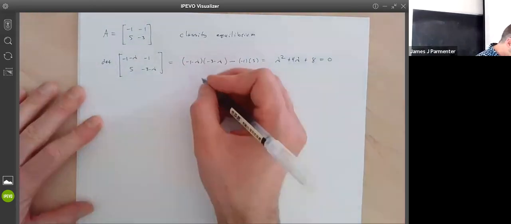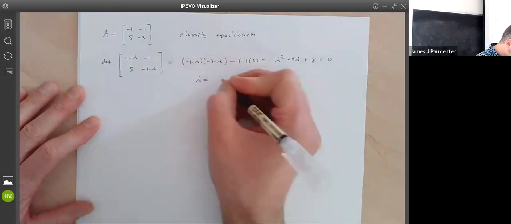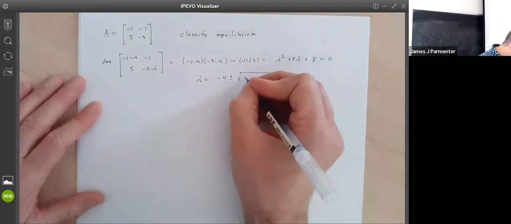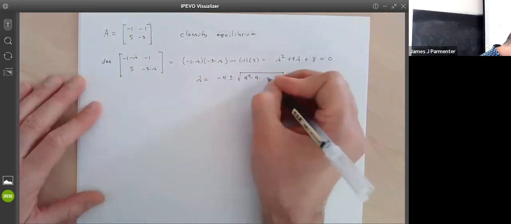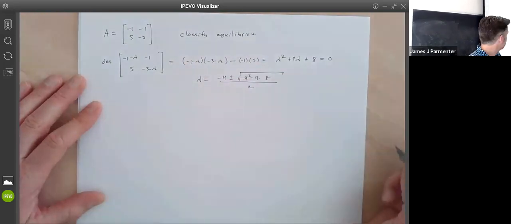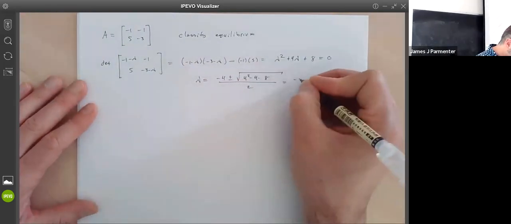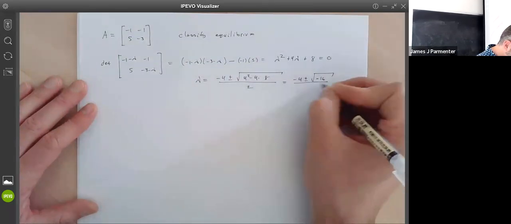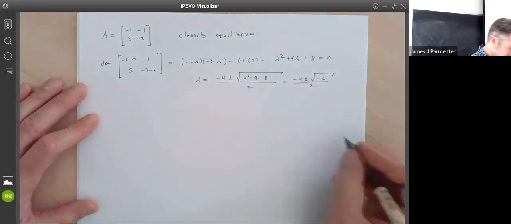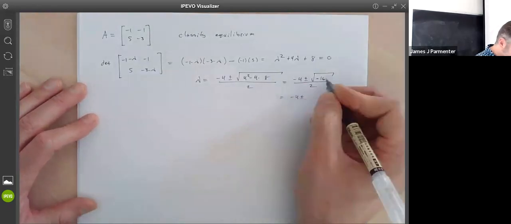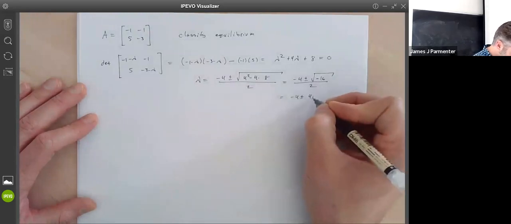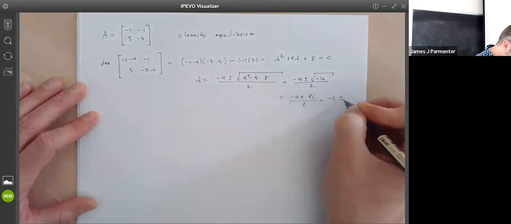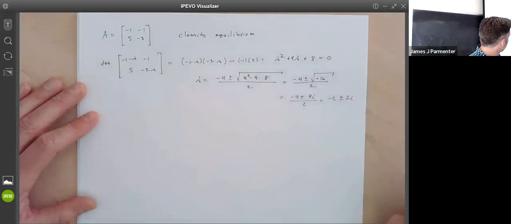If we start looking at our solutions, we're going to get lambda equal to -4 plus or minus the square root of 4 squared minus 4 times 8, all over 2. That's going to give us -4 plus or minus the square root of 16 minus 32, which is -16, all over 2. I would simplify this: -4 plus or minus the square root of -16, which is 4i, divided by 2. So that's going to give me -2 plus or minus 2i.